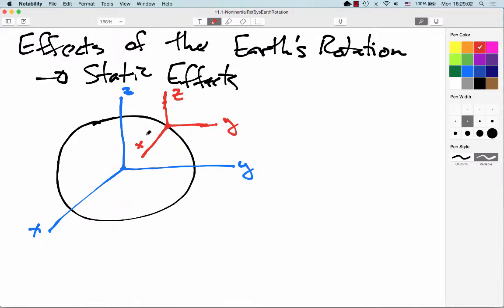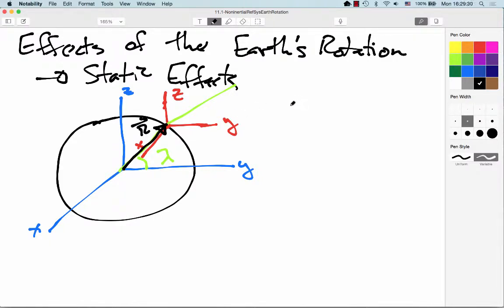Now, let's dimension this out while we're at it. This angle here corresponds to our latitude. And I'll mark off the position vector of our coordinate system, R, at our observation location.